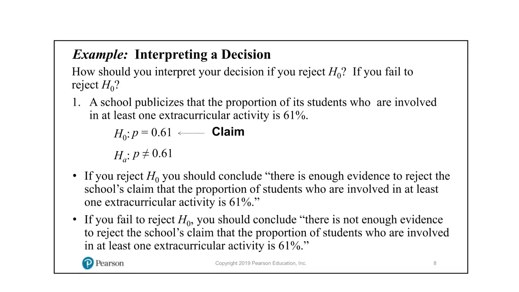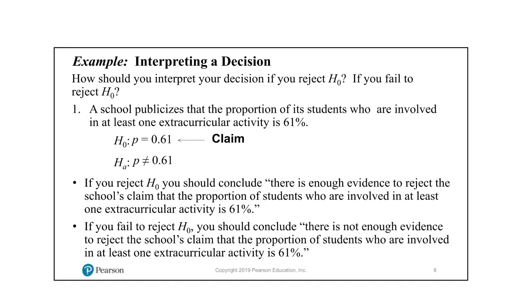So let's see some examples of this. All right, first one we'll just read through. How should you interpret the decision if you reject H0 or if you fail to reject H0? Okay, so let's go back to that one we were doing before. A school publicizes that the proportion of its students who are involved in at least one extracurricular activity is 61%. So we had set up the hypothesis test here. We identified the claim as the null hypothesis.